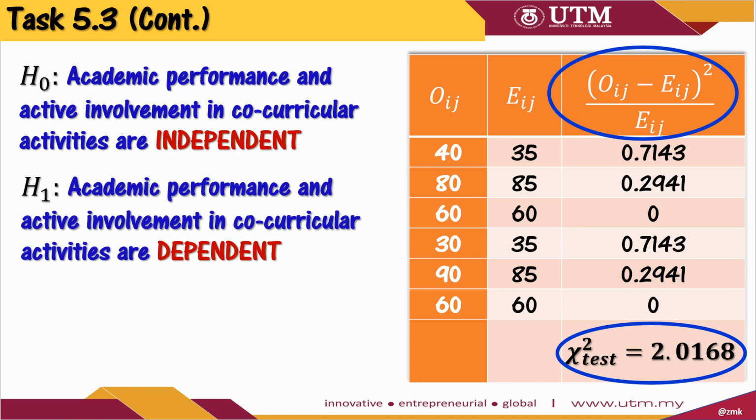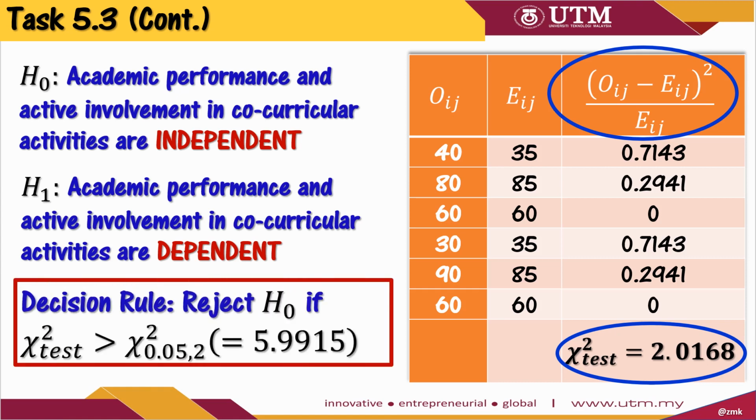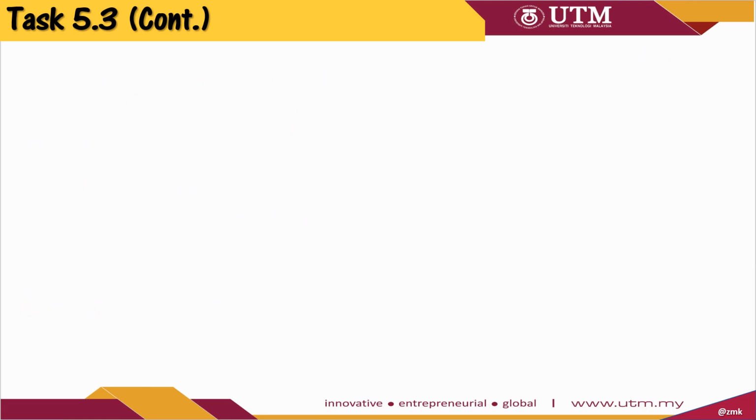At 5% level of significance, the rejection rule is to reject the null hypothesis H0 if the chi-squared test statistic value is greater than the right-sided critical value chi-squared 0.05, 2, given by 5.9915. What should the decision and conclusion be? Let's find out the answers in the subsequent slide.